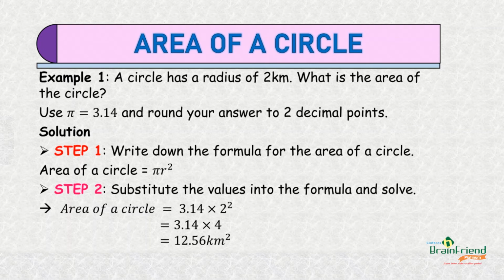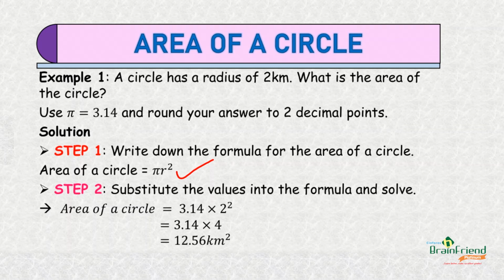Example 1. A circle has a radius of 2 kilometers. What is the area of the circle? Use pi is equal to 3.14 and round your answer to 2 decimal points. So, step 1, we write down the formula for the area of a circle. Area of a circle is equal to pi r square. So now we substitute the values into the formula and we solve.